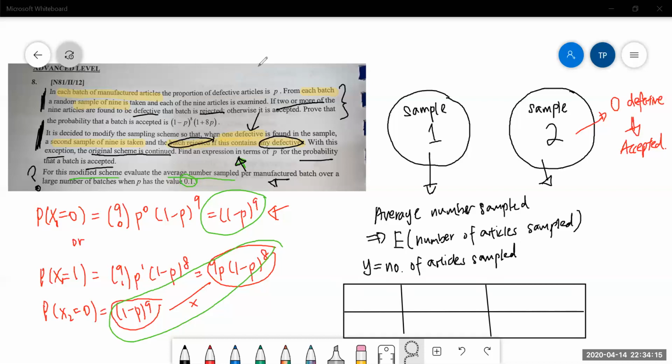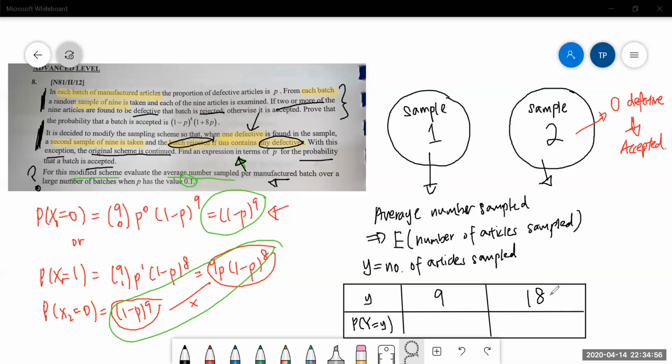Okay. So over here will be y, and probability of big Y equals small y. So it's either 9 samples or 18 samples, right? Makes sense, because no matter what, I need to sample 9 articles. That's the minimum. The maximum I can go is 18 because I take sample 2. Correct? So the probability of just sampling 1 article is what? 1 out of 9.